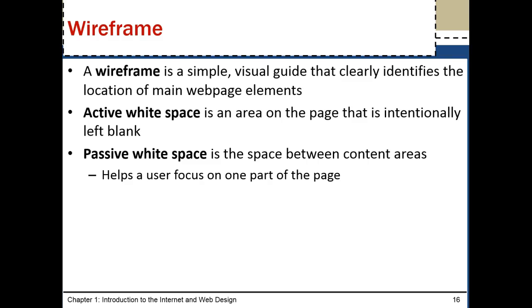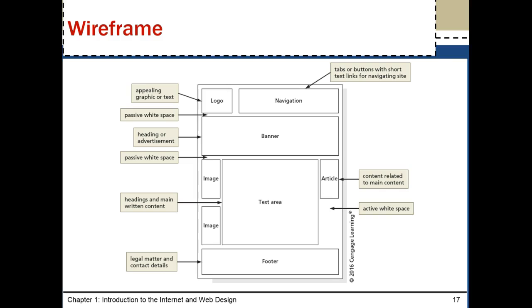A wireframe is basically a simple visual guide that clearly identifies the location of main web page elements. In there, we could have some sort of active white space, which is an area on the page that's intentionally left blank, and also passive white space that helps the user focus on one part of the page. So let's look at the wireframe.